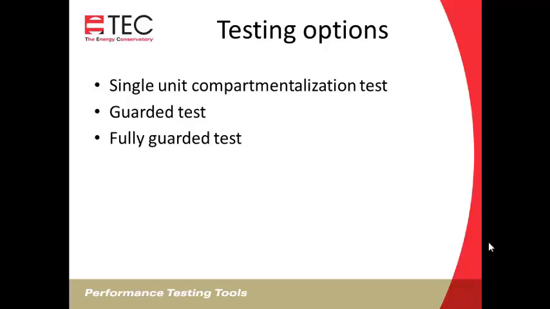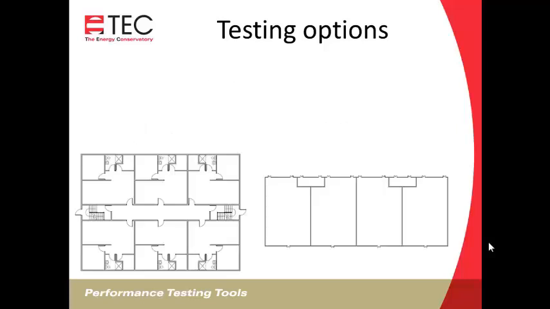So testing options, there's 3 basic testing options, and we'll go into this in a little more detail. The first one is testing unit by unit. It's often referred to as a compartmentalization test. You're trying to compartmentalize unit by unit, and there's certainly a lot of advantages to that, but we don't have time in this session to go into detail. And then there's what's referred to as a guarded test, and we'll talk about that in some detail, and then a fully guarded test, and we'll talk about some different options for that.